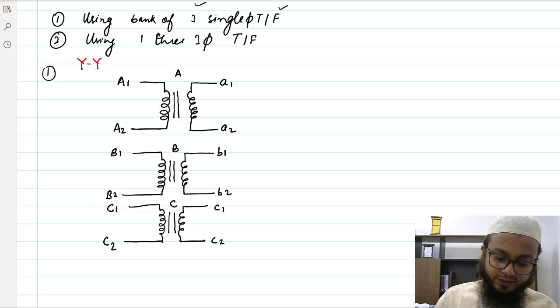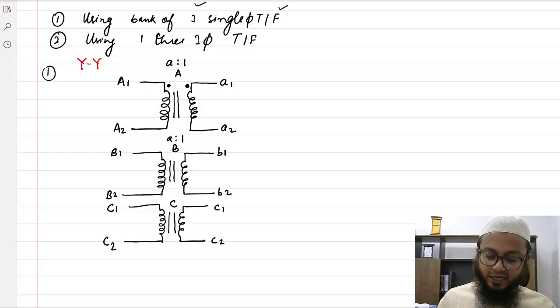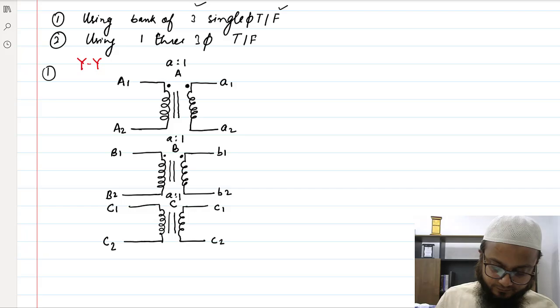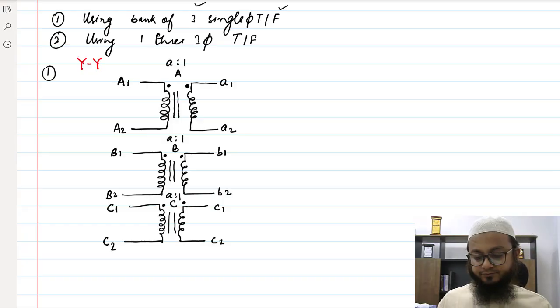Let's say the dots of these transformers are marked here, and the turn ratio of this transformer is, let's say, A:1. For each transformer, the turn ratios are the same. Then obviously you will get similar voltage at the secondary of the transformer. If you energize the primary by equal voltages, the secondary will have equal voltages too. So let's say the dots are marked here. Okay.